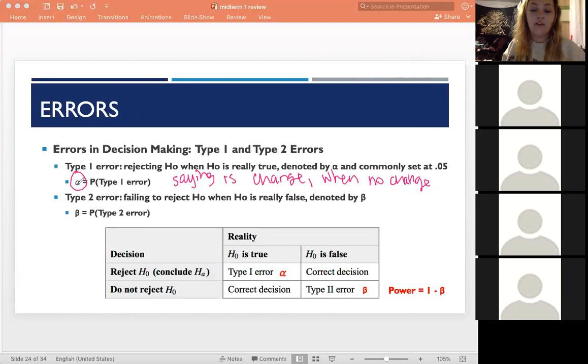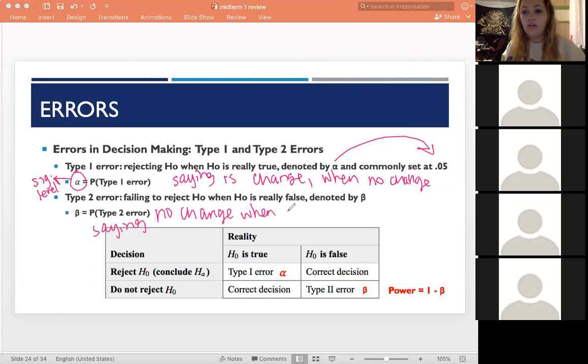Remember, like I said, alpha, as we've been talking about, our significance level, is denoted by that, and so it's our probability of a type 1 error. And we commonly set that at 5%. A type 2 error is failing to reject the null, so saying that there's no change when there is a change. Crazy.